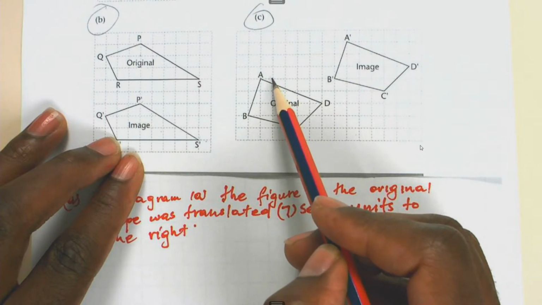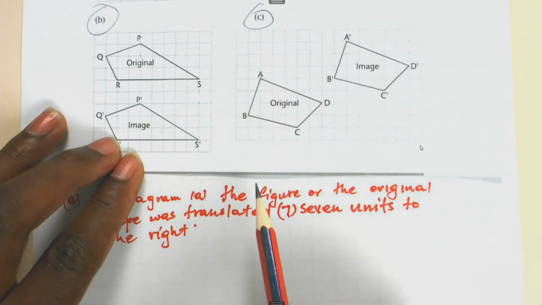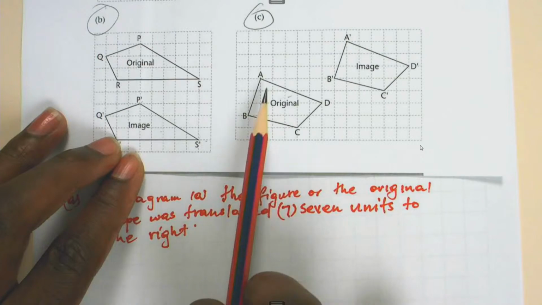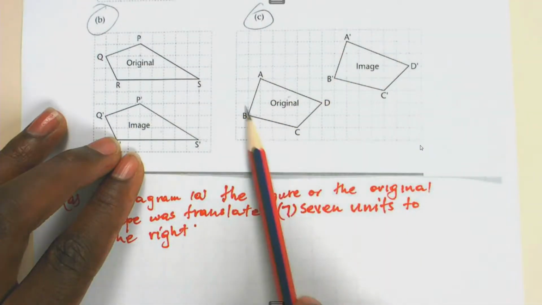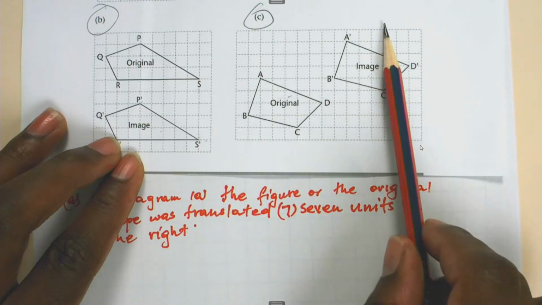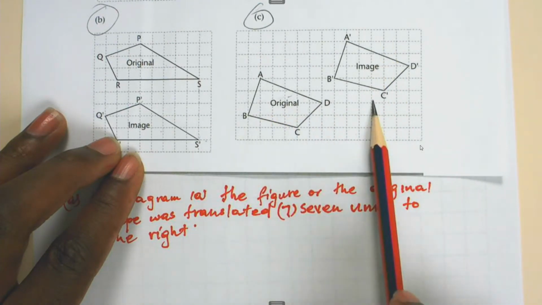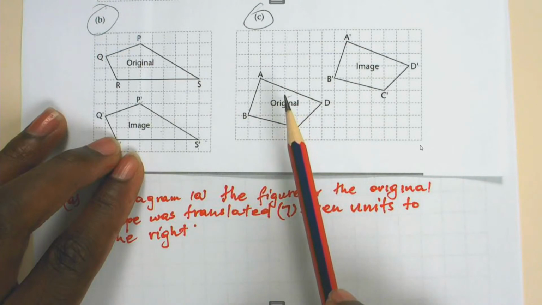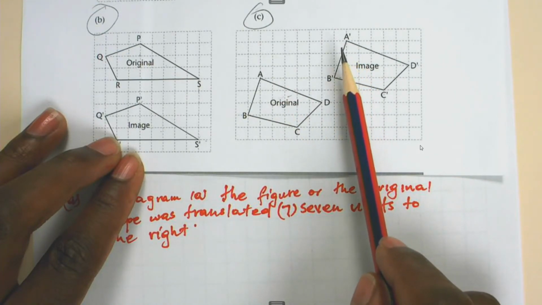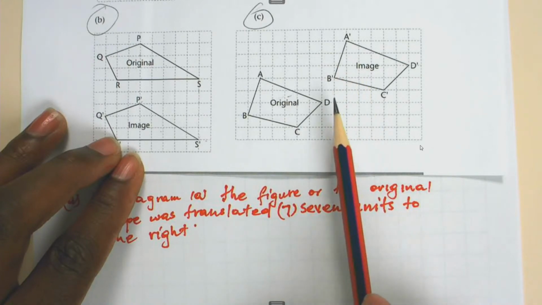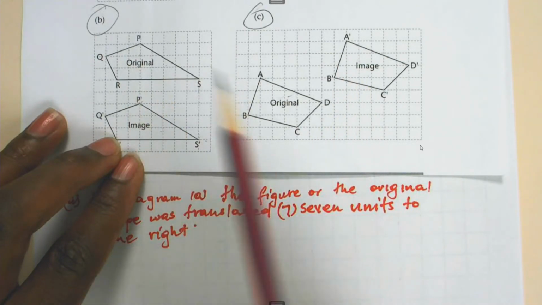So before we even count, we check the direction it took. So it moved to the right and it moved upwards. So we can see that it moved to the right and upward. But now we need to count how many units it moved to the right and how many units it moved upward. Now let us see.